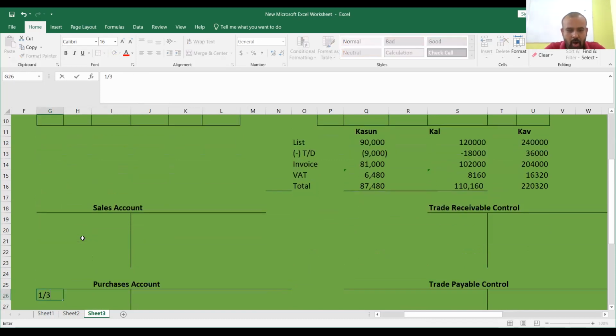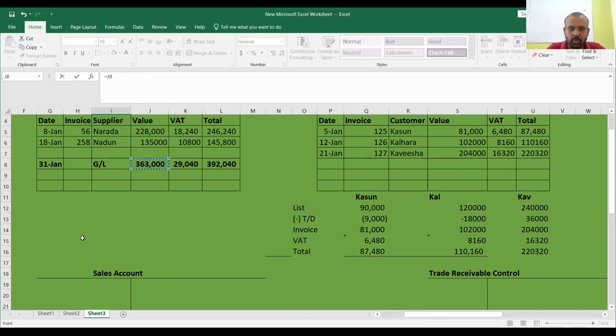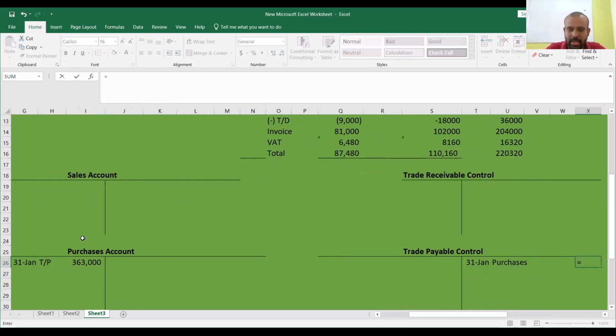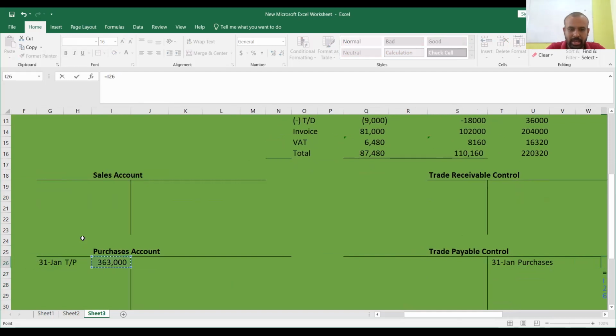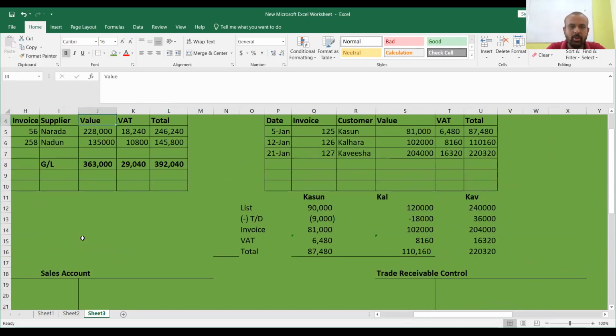You can see how you updated the general ledger. Here you say trade payable control account 363. What always goes to the purchases account is the VAT exclusive amount. The same amount is credited to the trade payable control account on 31st January. Look at the date, the last date of the month. This will be credited. Look, I write purchases. Always I need to write the name of the opposite ledger account. That is 363,000. Okay, next we recorded the value column.